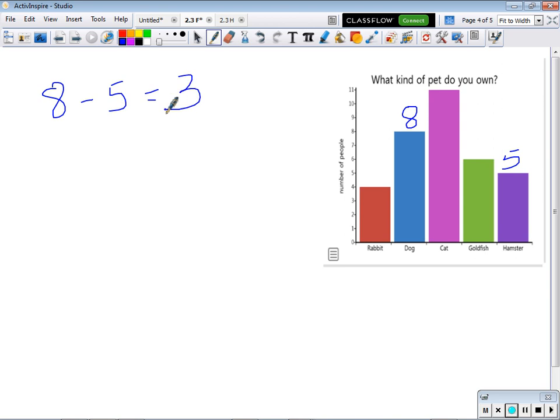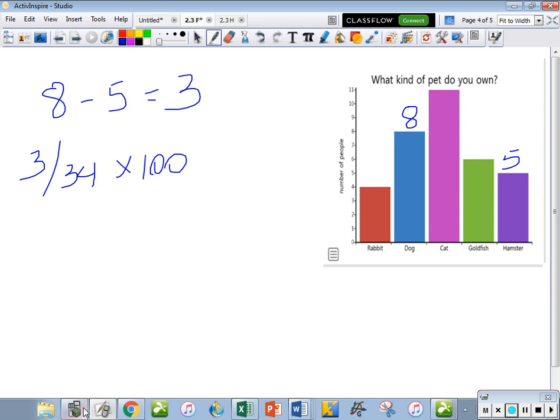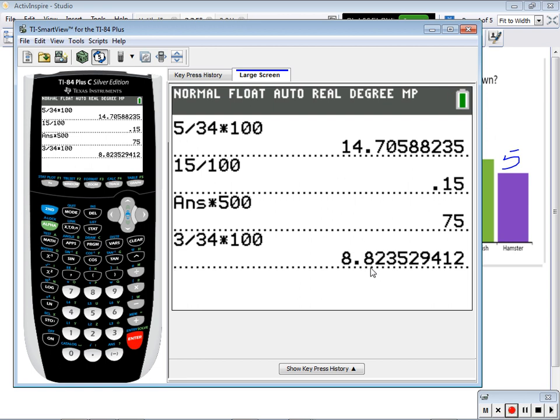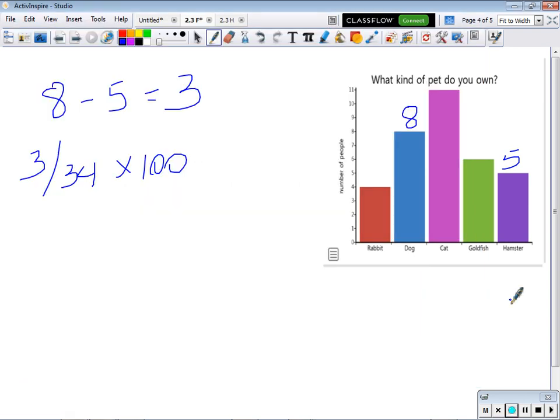So what I want to do now is I want to take 3, I want to convert it to a percent. So to do that, I'm going to take 3 divided by the total number of students times 100. So when I do that, I got 3 divided by 34 times 100. Let's try that again. 3 divided by 34 times 100. And I get 8.8%. So since that's 0.8, let's call that 9%. So we would say that there's 9% more students that own a dog rather than a hamster.